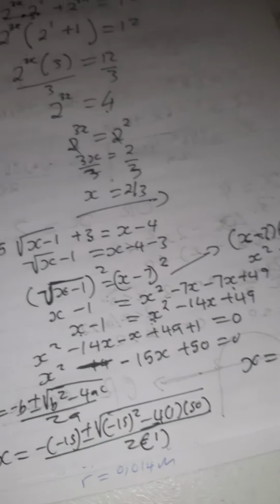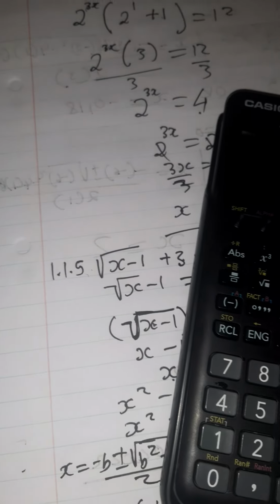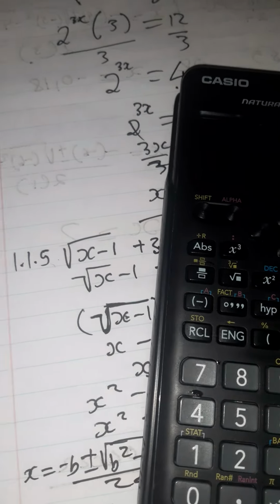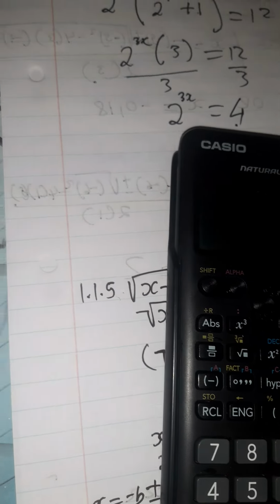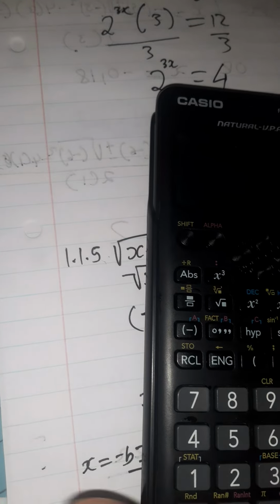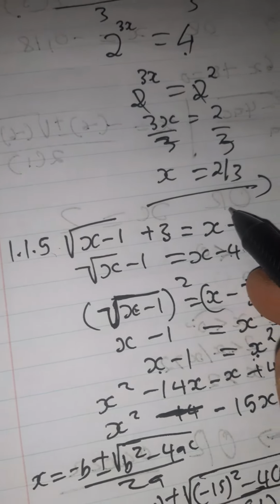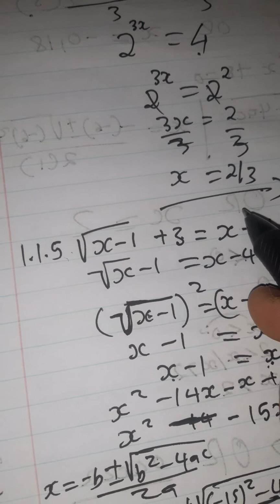Got my answers, but for this type of question, that is the square root. Let's check the answer. What is my first value of x? It's 5, and the second one is negative 10. So let me check. Root of 5 minus 1 plus 3. What does it give me? It gives me 5. And 5 minus 4 is 1, which is wrong.